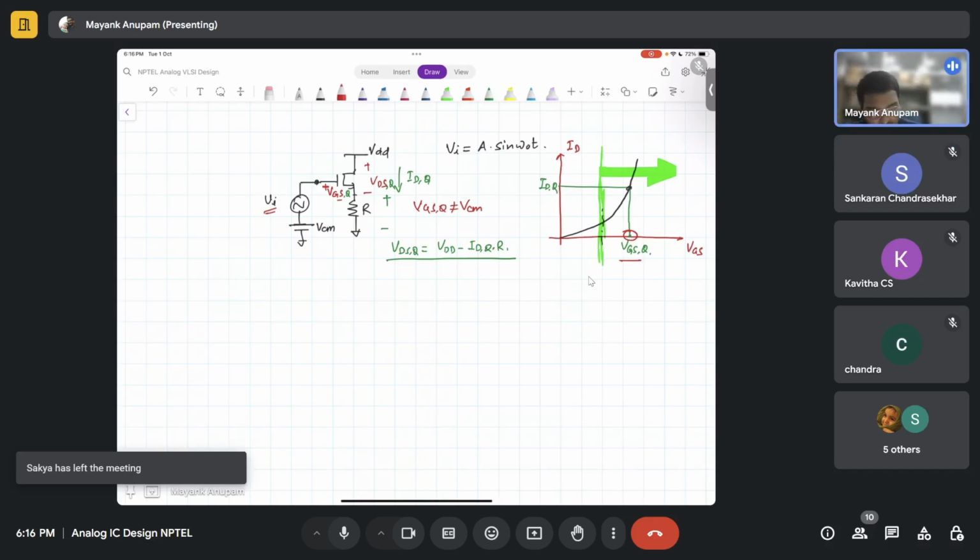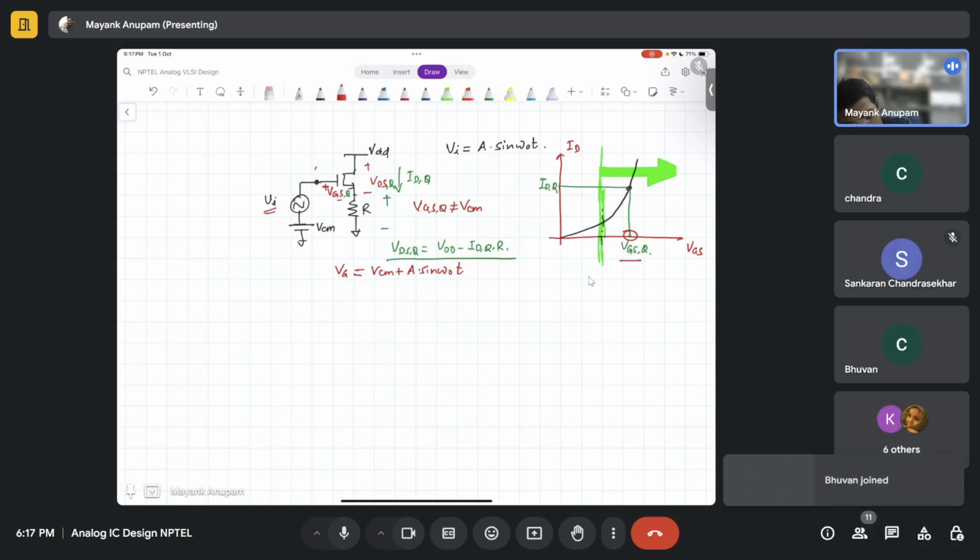So as I was saying, this VGSQ is not equal to VCM in this case, because the source node is not equal to 0, right? So the gate voltage here, VG, will be equal to VCM plus this Vi. Vi is 8 times sine of omega naught t.